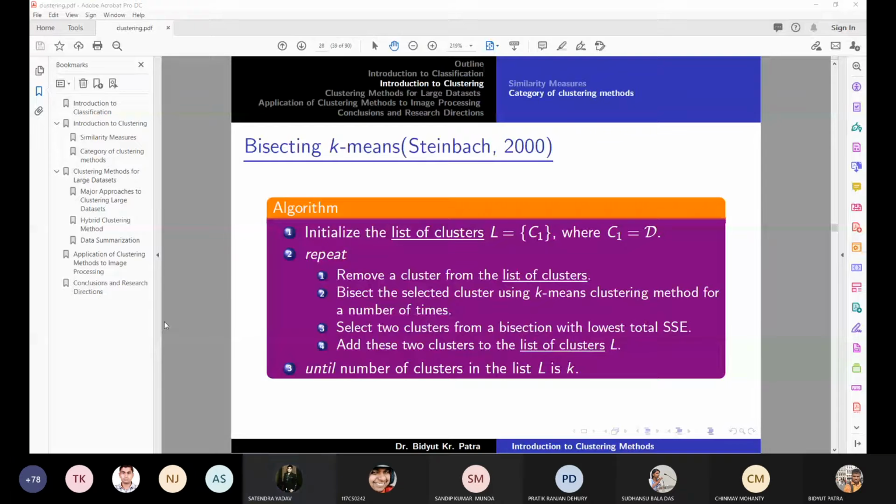Sir, why only two came in at each bisecting? Any reason for that? Why two? Why not more? Why not three? Why not four?